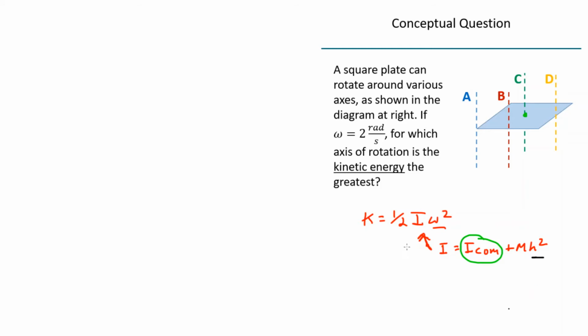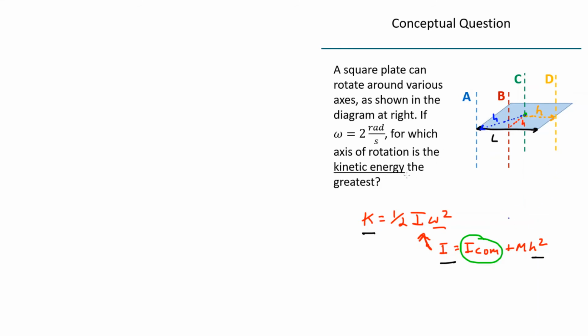The bigger H is, the bigger the moment of inertia is going to be, the bigger the kinetic energy is going to be. Well, let's say this plate has a side length L. Then this axis D here is going to have this H, axis C, axis B here is going to have this H, and axis A is going to have this H. So which of these is biggest?